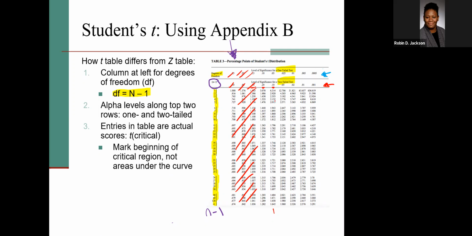All right. For a two-tailed test, you do the same thing, but remember, for a two-tailed test with 0.05, I come over here to this column, okay?